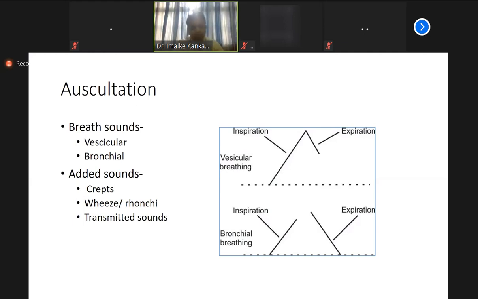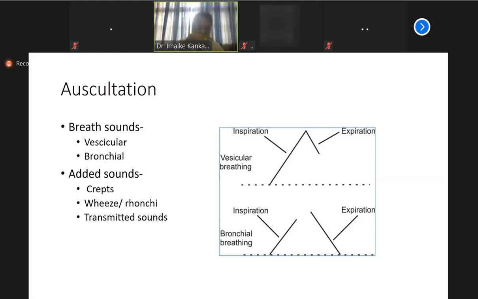So vesicular breathing and bronchial breathing. Most of the time in children, bronchial breathing is not heard. In vesicular breathing, expiration is shorter than the inspiration. There's no gap in between, but in bronchial breathing, expiration is longer or equal compared to the inspiration, and there's a gap.